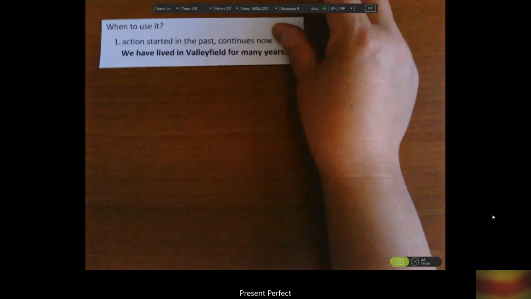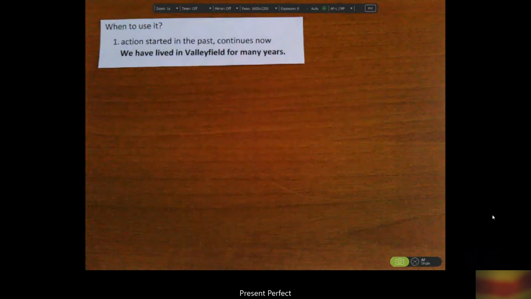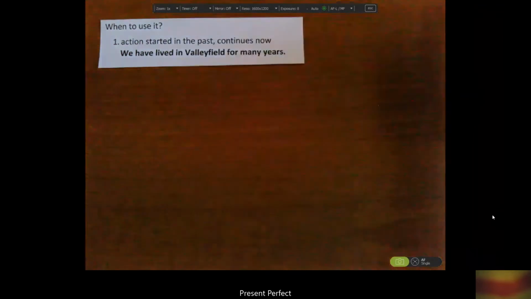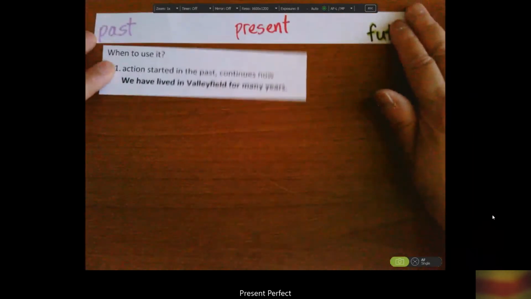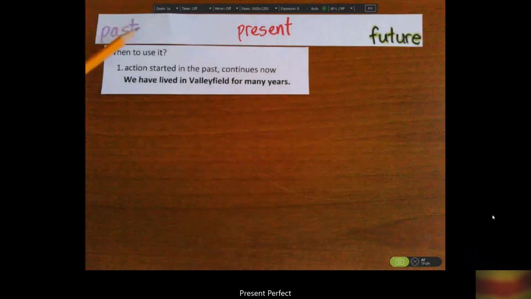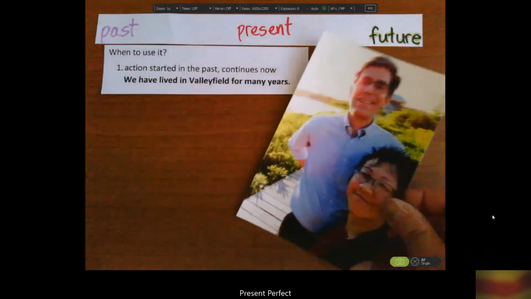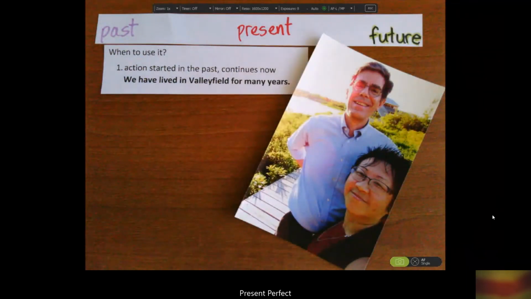So when do we use it? Here's my first example. An action that started in the past and continues to now. So if we look on the timeline again, that action started in the past, it continues to now, it tells the whole story. For example, my husband and I have lived in Valleyfield for many years. That tells the whole story that we moved in the past to Valleyfield, and we continue to live in Valleyfield now, without having to explain anything more. The present perfect verb does that.